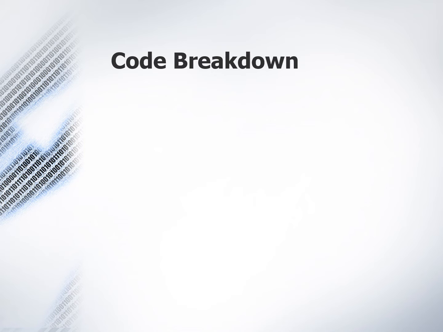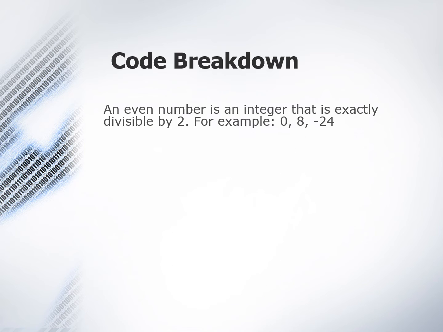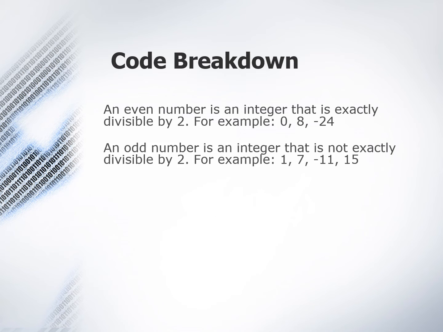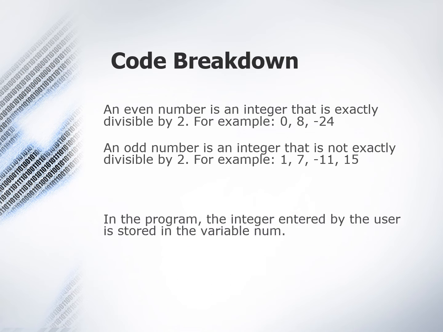Now that we have seen the code, let us discuss the code breakdown. An even number is an integer that is exactly divisible by 2. For example, 0, 8, -24. An odd number is an integer that is not exactly divisible by 2. For example, 1, 7, -11, 15.